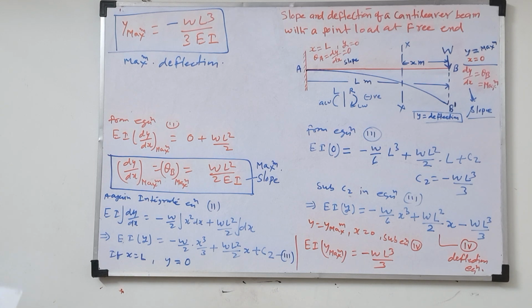So this way we can calculate the slope and deflection. Slope we got as WL square by 2EI and deflection we got as WL cube by 3EI. Okay, so that way we can derive.